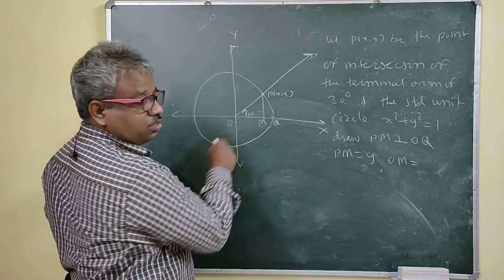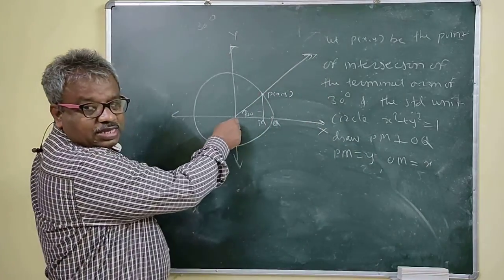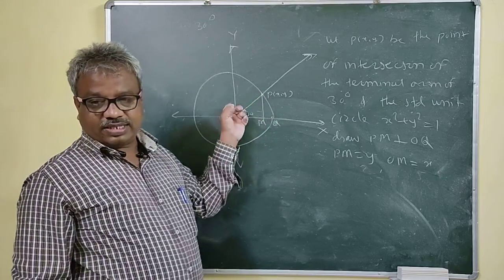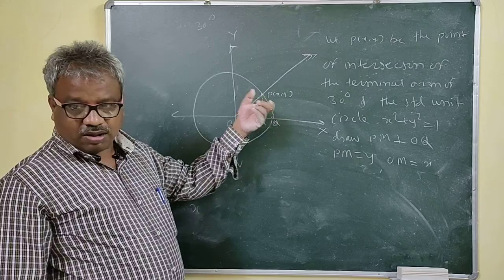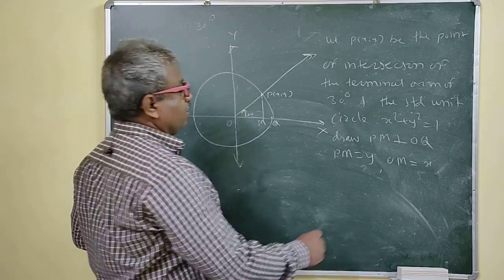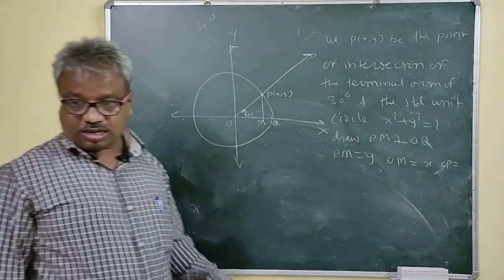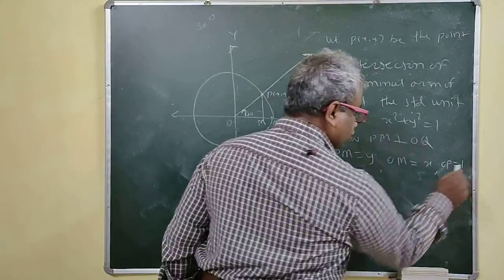OM is equal to what? OM is equal to x, because this is the distance from the Y-axis. This is the distance from the Y-axis, right? And distance from the Y-axis is nothing but the x coordinate, and distance from the X-axis is nothing but the y coordinate, right? Now this is your PM. And what is your OP then? OP is the radius of the standard unit circle. So this is 1, right?